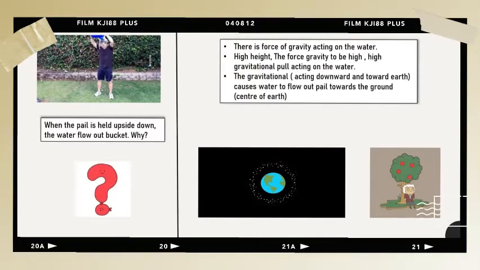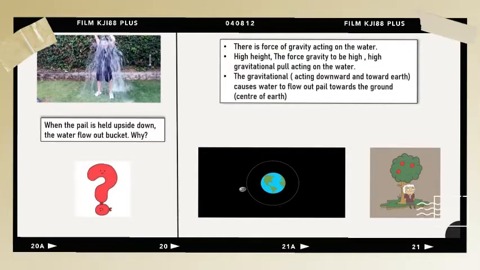It's just the same as this water bucket. The force of gravity is towards the ground. So that is the answer for the question we had earlier. Why does the water flow out of the bucket when we put it in an upside down position?